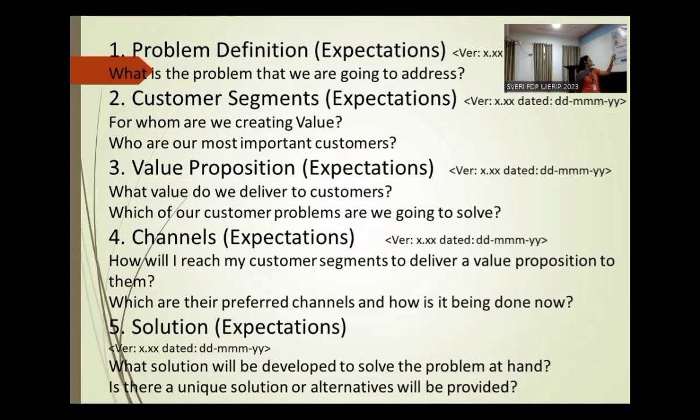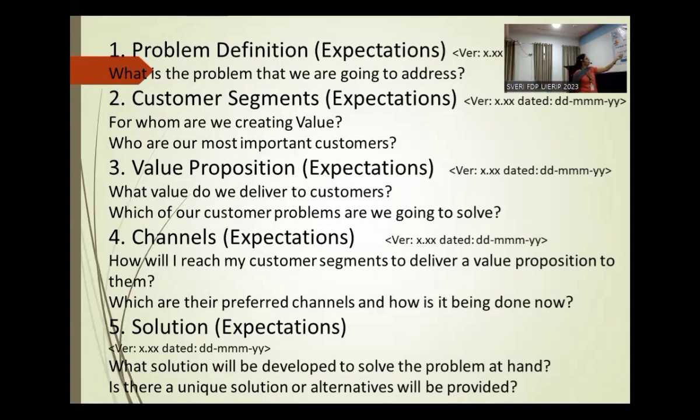So value proposition, what values do we deliver to the customers? Which of our customers' problems are we going to solve? Not from the designer's point of view, but from the customer's point of view, which problem you are solving. Next is channel expectation. Channel means what is the path to reach my end users. Whether I am going to sell going to everybody's home or at their doorstep, or whether I am putting it on Amazon, Flipkart, etc., how I am going to channelize to my customers.